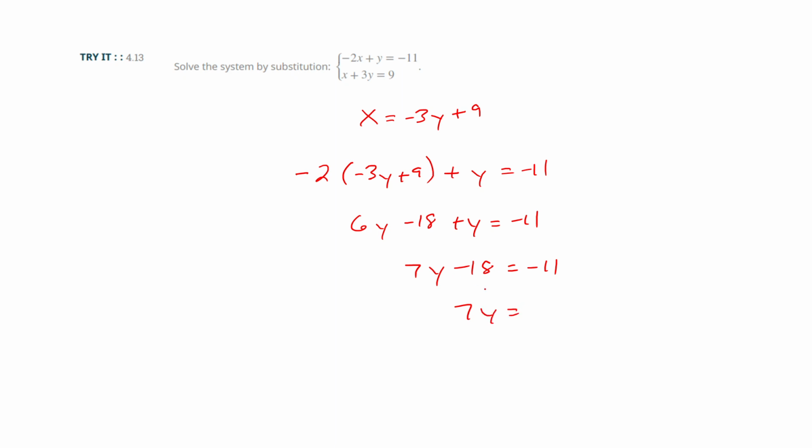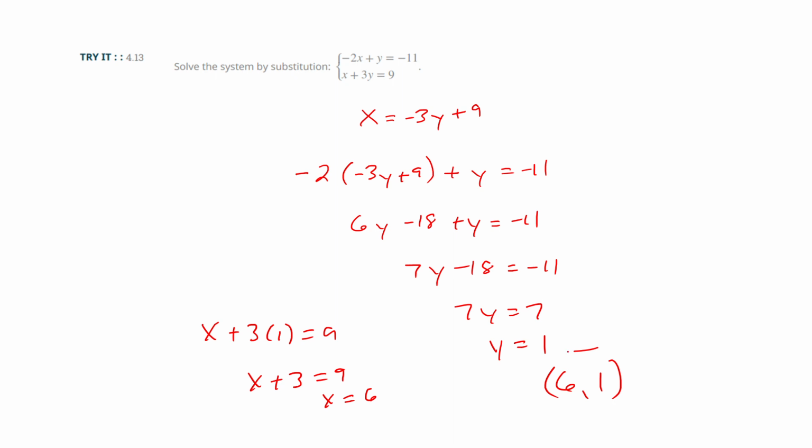Now I'm just doing basic algebra. I hope you're following me. Adding 18 here to both sides. So I'm adding 18, so y is 1. Okay, if y is 1, we can use either equation. It doesn't matter. So I've got x plus 3 times 1 equals 9. X is 6. All right. So the point where they intersect is 6, 1.